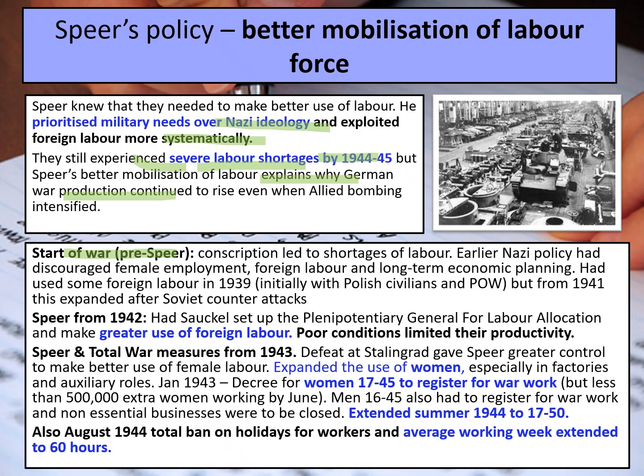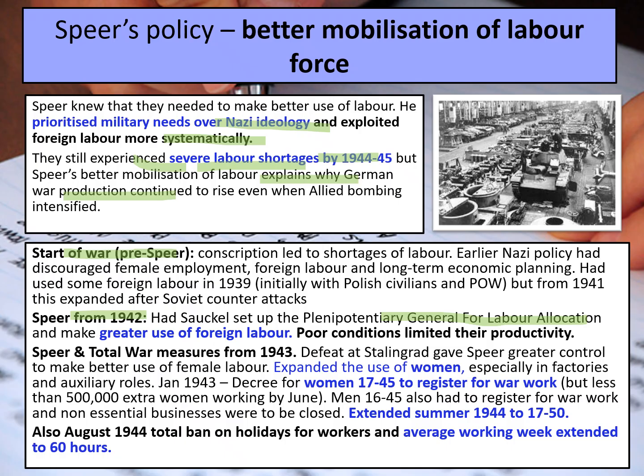Now, Speer was somebody that was obviously very pragmatic. He had become the Minister for Armaments after the death of Fritz Todt in February 1942. And when he first became the Minister for Armaments, he had a man called Sauckel set up the Plenipotentiary General for Labour Allocation. Now, essentially, that was just an organisation to try and make better use of foreign labour. A plenipotentiary just means someone that has full power of independent action on behalf of the government. So basically, somebody that is in charge of making sure that they use a lot of foreign labour.